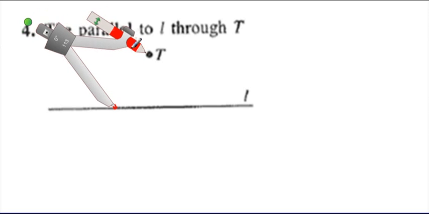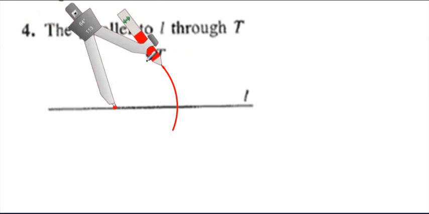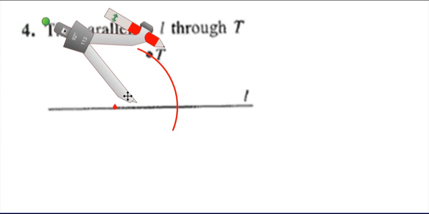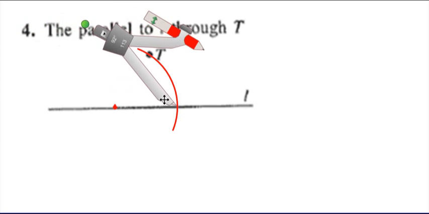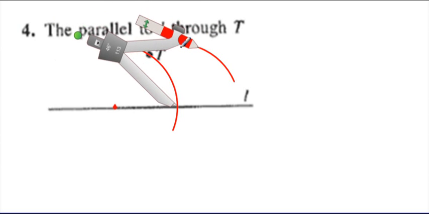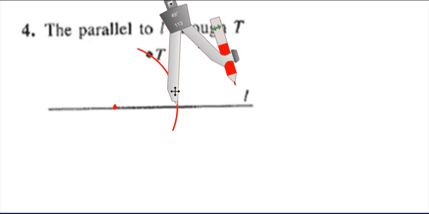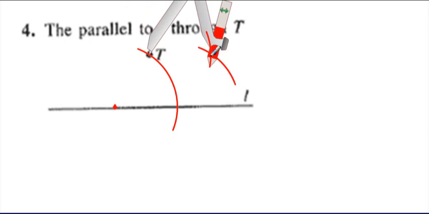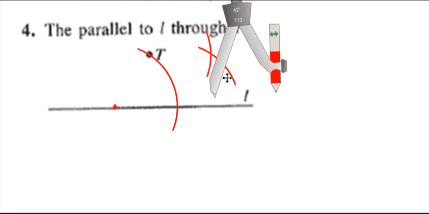And I'm going to go ahead and make that nice little arc. So then I'm going to keep my compass at that same radius. This is crucial. Keep the compass at the same radius. I'm going to go over to this intersection point and make an arc. And then I'm going to go over to point T and make another arc.